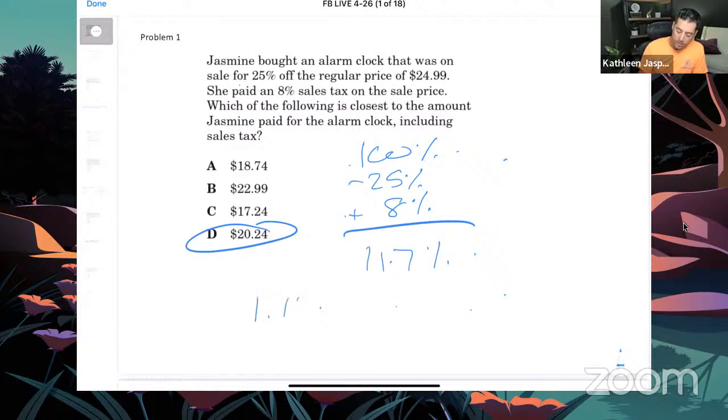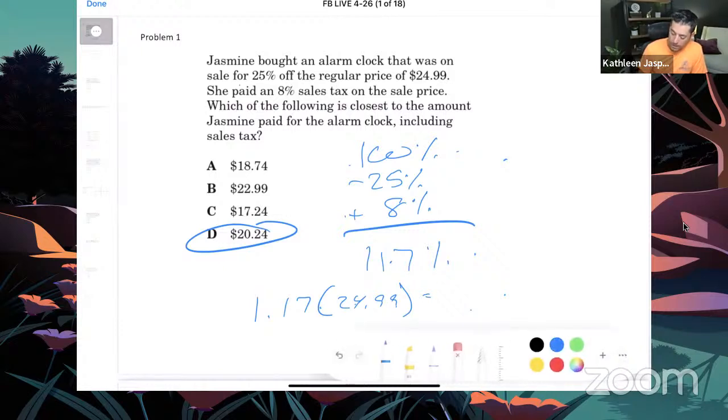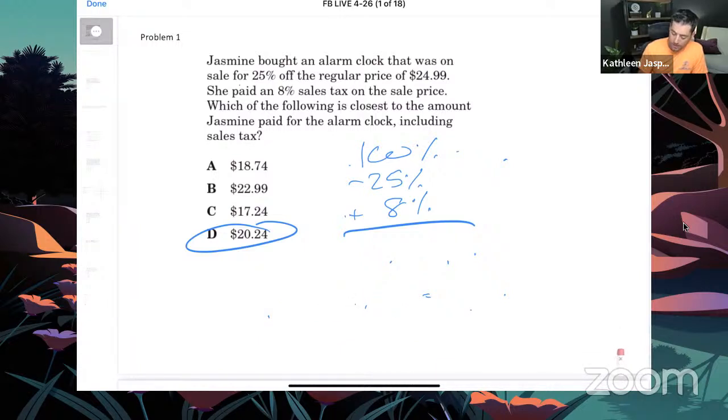So that's 1.17, and then times 24.99, right? Because I mean, what am I doing? Sorry, I added, whoa. It's like, wait a second, that doesn't make any sense at all. 100 minus 25 equals, plus 8 equals 83. That's better. Sorry about that. 83%. So now what do I do? I take 0.83 and I multiply it by 24.99.